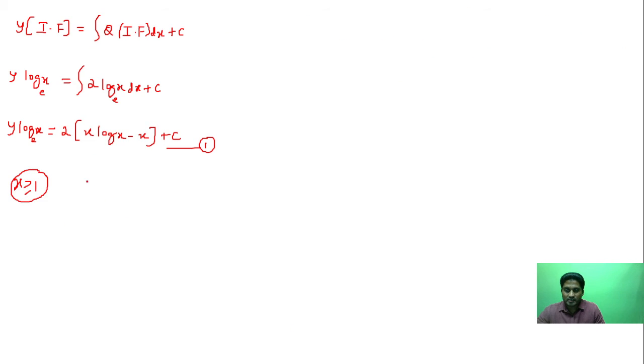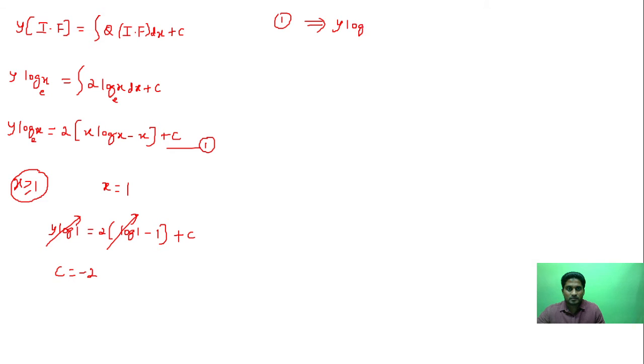Now suppose if I take x is equal to 1, now you get y into log 1 is equal to 2 into 1 into log 1 minus 1 plus c. Log 1 to any base is 0. Here also this is 0. You will get c is equal to minus 2. Now substitute the value of c in equation 1. You will get y into log x is equal to 2x log x minus 2x, and c is equal to minus 2.